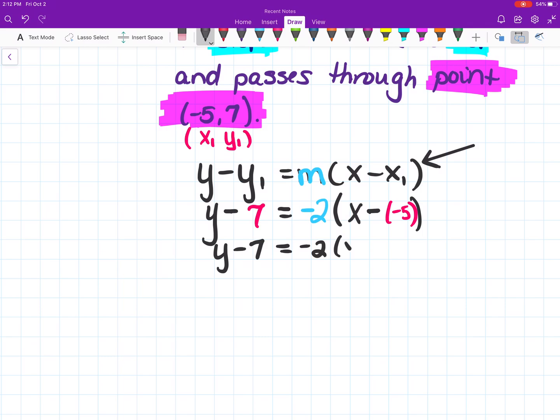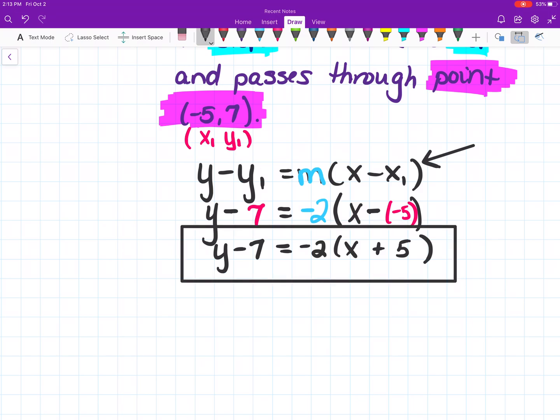-2 times (x plus 5). Why did I change that to a plus 5? What does subtract a negative actually mean? It means plus 5. Okay? So we always have to have those subtraction in there. This is point slope form. We are done. That is all for that example.